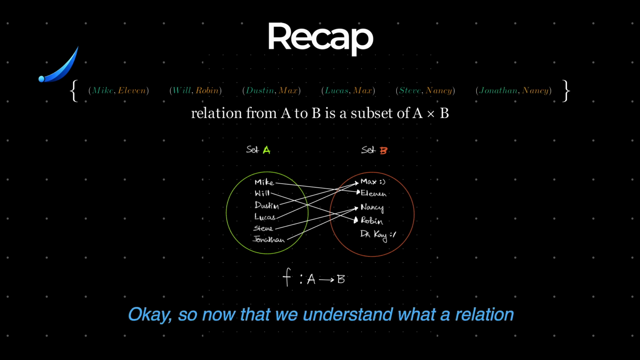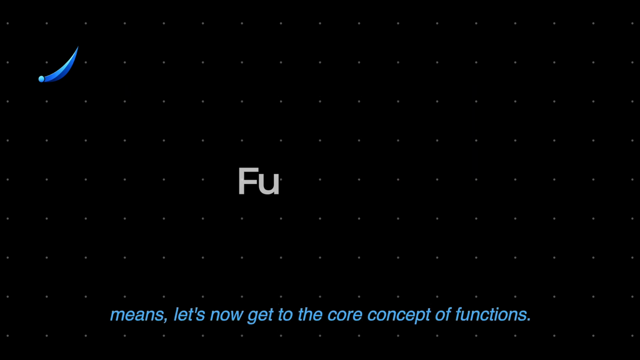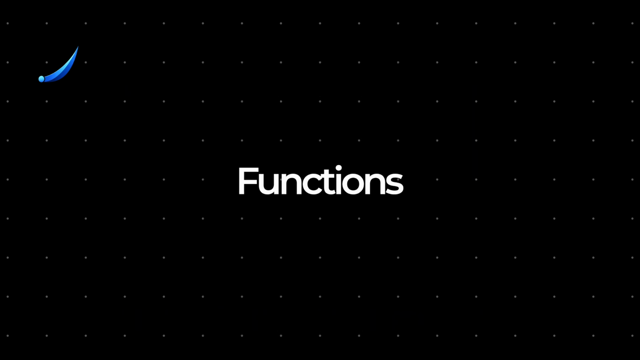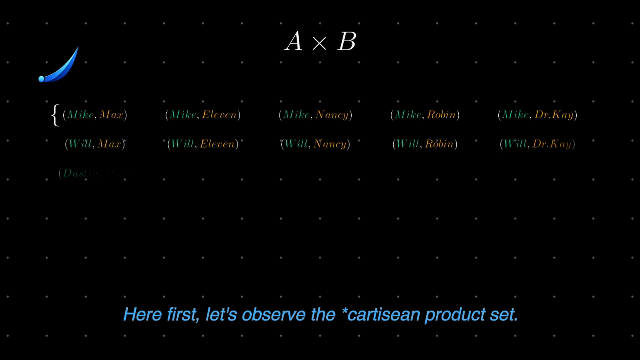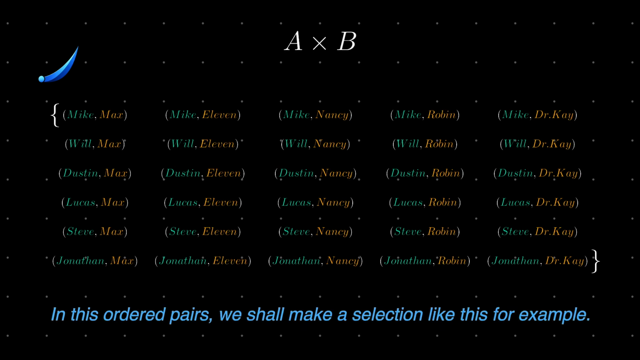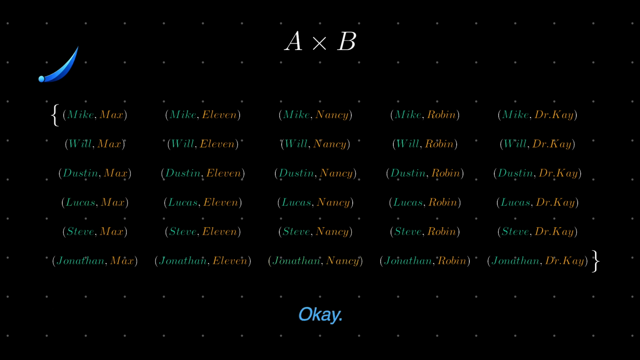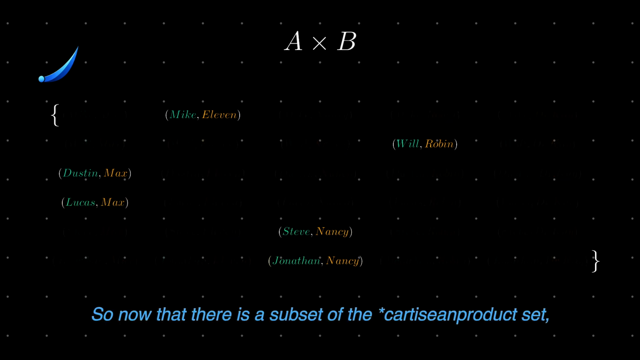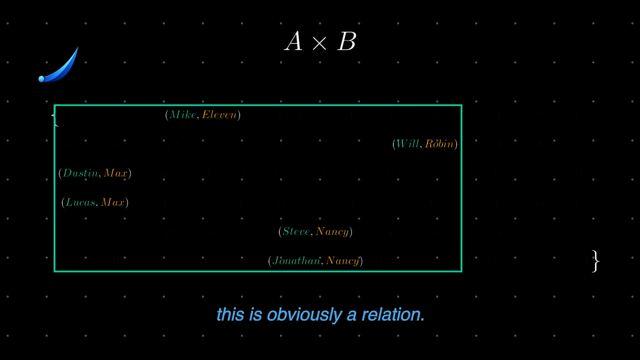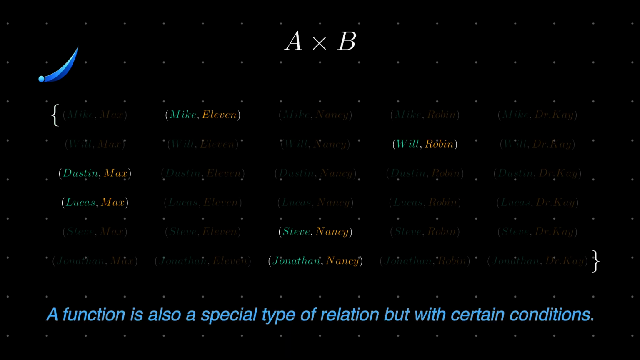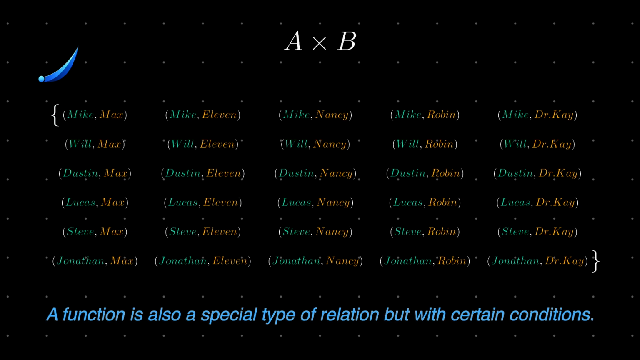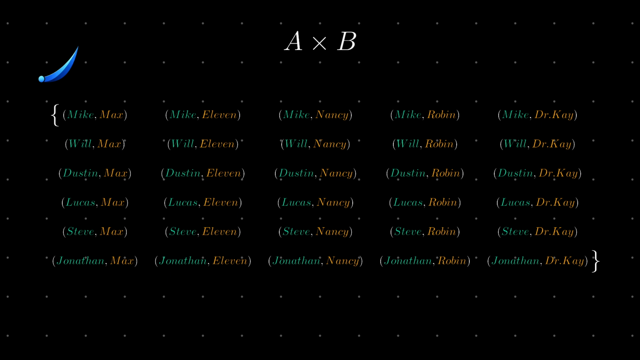Okay, so now that we understand what a relation means, let's get to the core concept of functions. Here first, let's observe the cross product set. In these ordered pairs, we shall make a selection like this, for example. Now that there is a subset of the cross product set, this is obviously a relation. A function is also a special type of relation but with certain conditions. And those conditions are as follows.